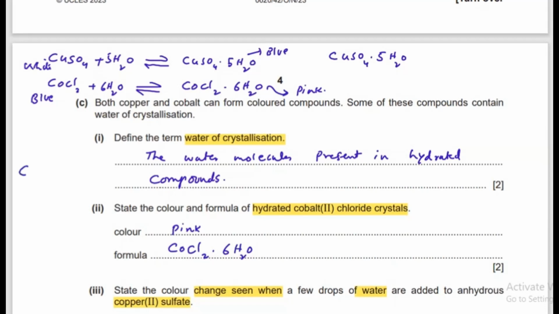Be careful. Don't write the formula like this, because if we write the o as a capital O, that shows carbon monoxide, CO. That's why the o must be in small letters.